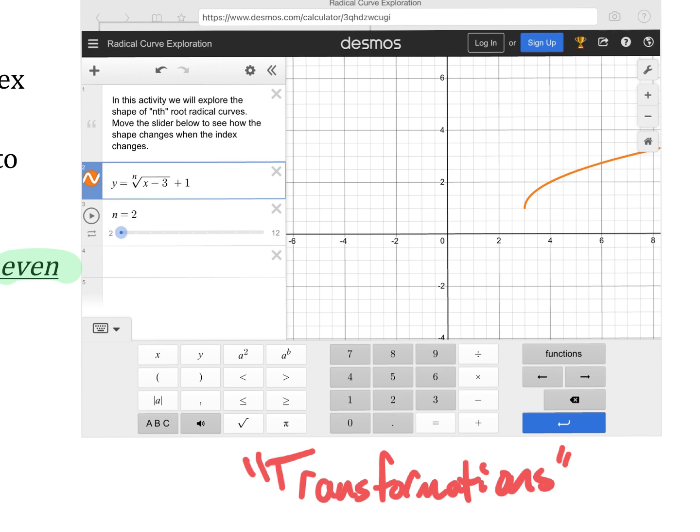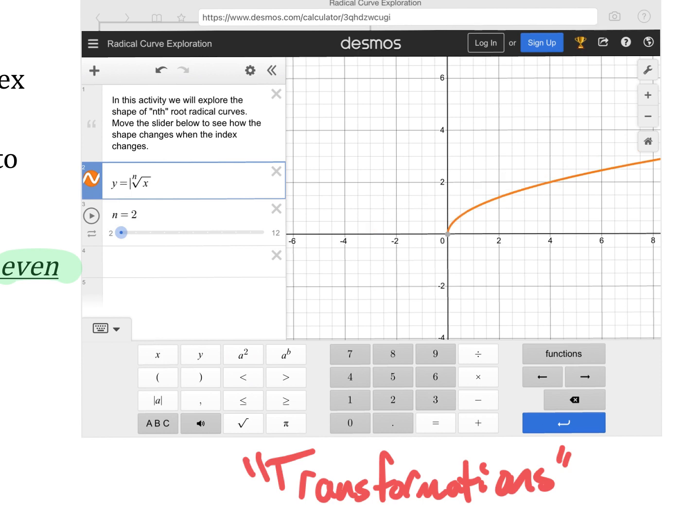The shape is still going to be going through 0, the starting point, and then over 1, up 1, because the square root of 1 is 1. Over 4, up 2, because the square root of 4 is 2. Okay? So, the shape stays the same, it just moves. That's kind of cool. And what if we make it plus? It moves left. Okay?